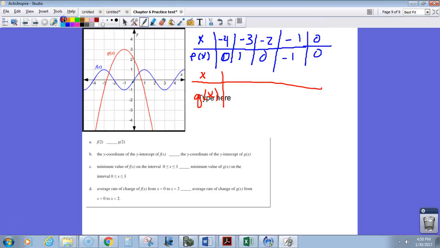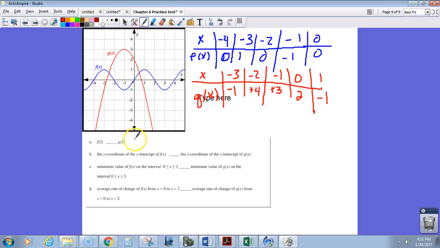Let's do the red one. In this one, it looks like it starts, if we do negative 3, we have negative 1. Negative 2 is positive 2. Negative 1 is positive 3. Zero is 2. 1 is negative 1. Okay, you see where I'm going with this. There's your tables.